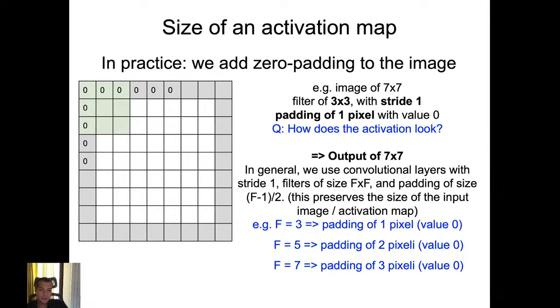Okay, so this rule applies when the stride is 1. Of course, if you increase the stride and you still want to keep the dimension of the input, then you have to use different padding, but this would not make too much sense. So preferably, if you want to keep the input size, just use stride 1 and add the corresponding padding using this formula.